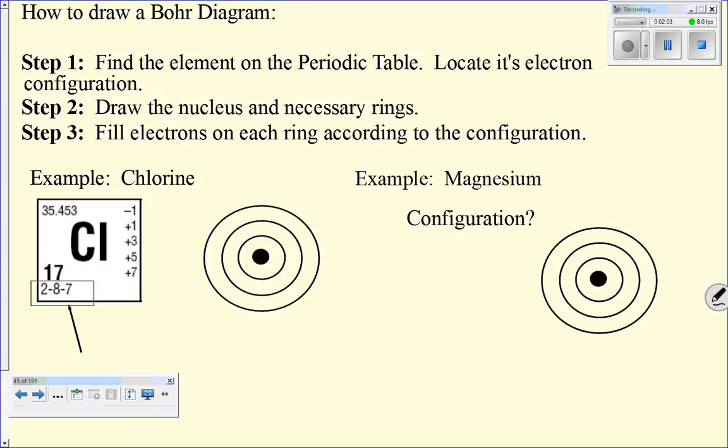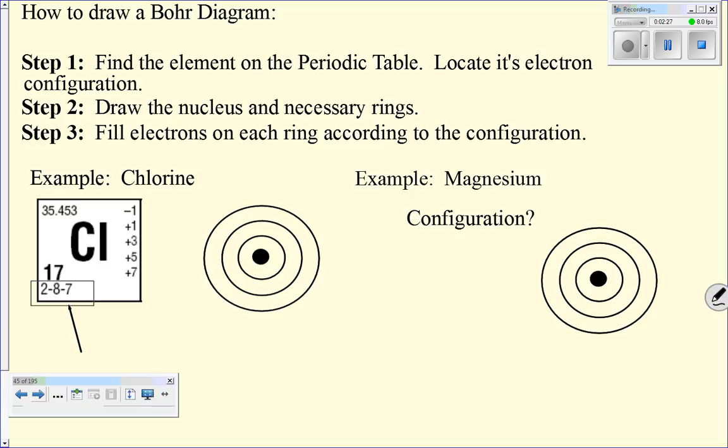We're going to draw something today called Bohr diagrams. These are a little more involved than the Lewis dot structures that we drew in the last lesson. They give us a different set of information. They also show us those bonding electrons, but they show us kind of a picture of the electron configuration as a whole. So we've got to find the atom that we want to draw on the periodic table. We're going to do chlorine.